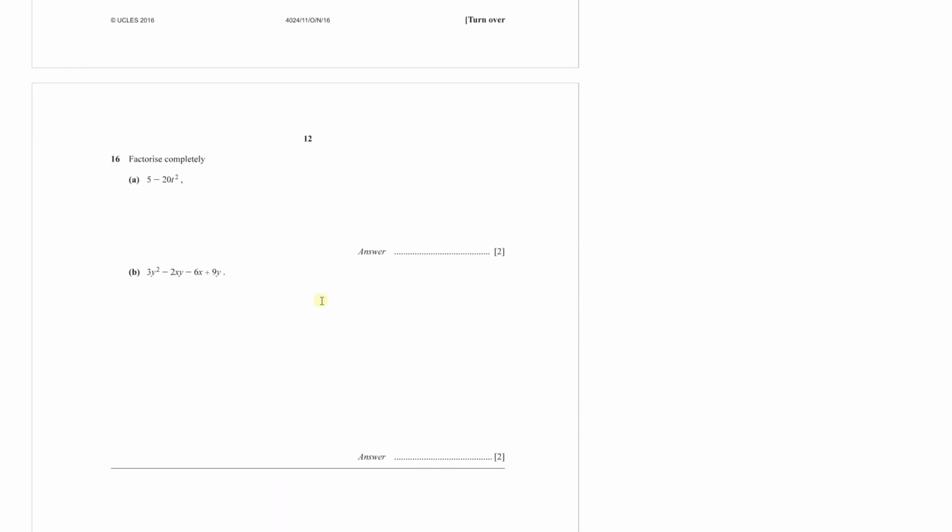So question number 12 is you have to factorize these expressions. So the first one is 5 minus 20t squared. So I can take 5 common, and this leaves me 1 minus 4t squared. And I can see that I can further factorize the expression inside using the formula a squared minus b squared is equal to a plus b into a minus b. So this is basically 1 squared minus, if you take the square root of this, you get 2t. So this 4t squared can be represented as 2t whole squared.